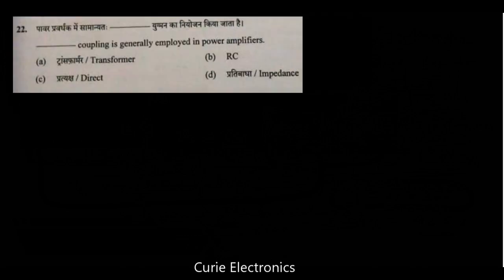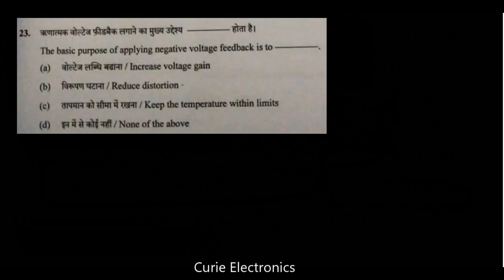Transformer coupling is generally employed in power amplifiers. The basic purpose of applying negative voltage feedback is to reduce the distortion. Our voltage gain decreases, but distortion reduces.